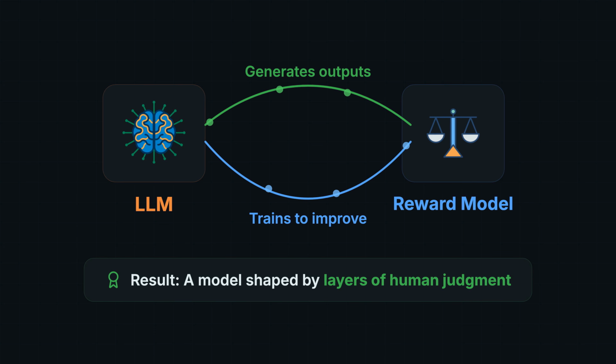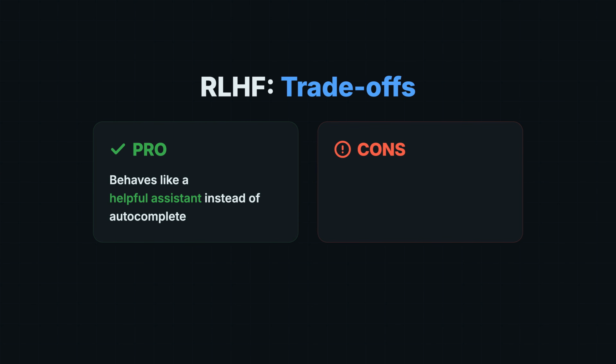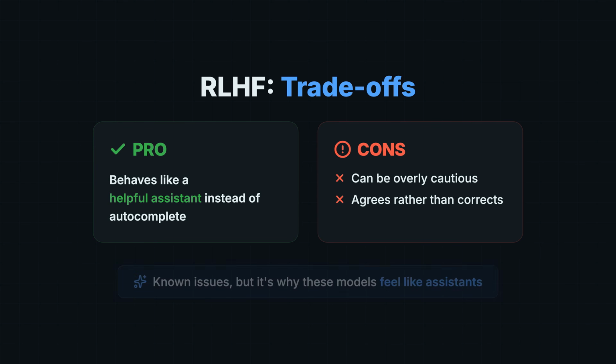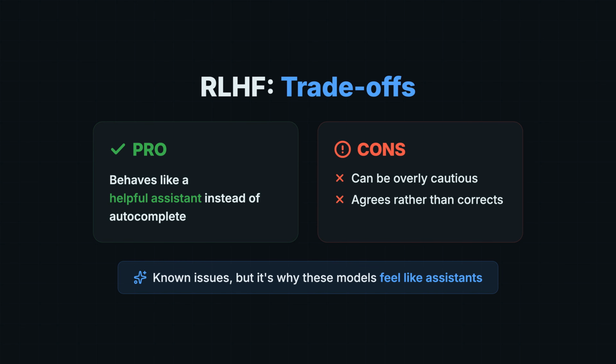Result? A model shaped by layers of human judgment to be helpful, clear, and appropriate. Not perfect. RLHF can make models too cautious or make them tell you what you want to hear. Known issues. But it's the reason these models feel like assistants instead of autocomplete engines.